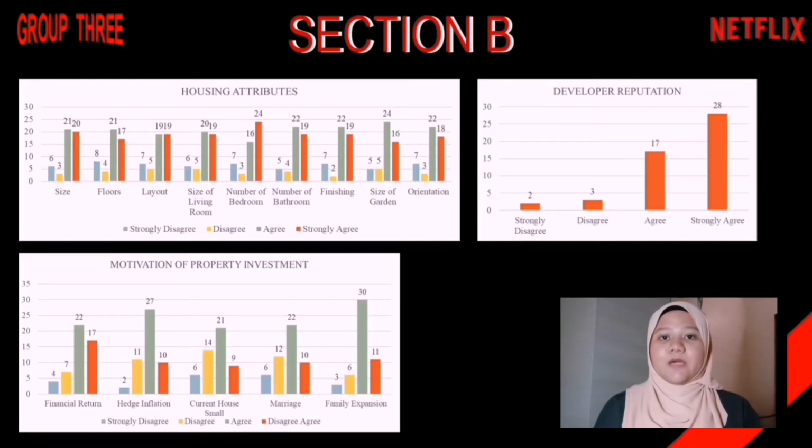The last graph is about motivation of property investment. We can see that most respondents agree with family expansion and hedge against inflation as factors for them to buy a house. It is because they want comfort for their family members, avoiding overcrowding in the house, and they know that property is a hedge against inflation. Also, respondents agree they buy a house because they are getting married, where they want privacy for themselves and their partner after marriage and a more harmonious life.